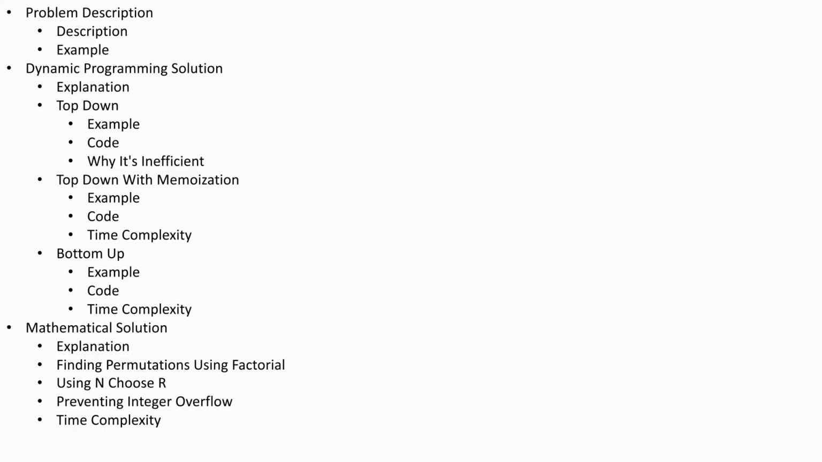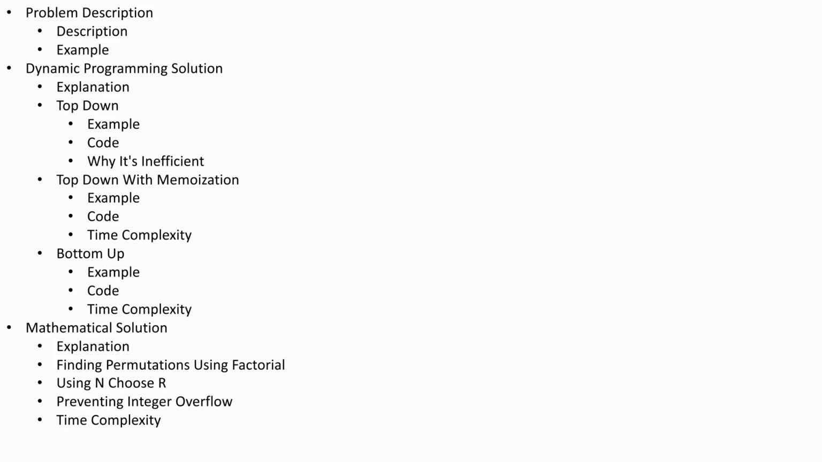The next solution I'm going to explain is the mathematical solution, in two ways: finding permutations using factorial and using n choose r. And then I'm going to show you the code and show you how to prevent integer overflow. And finally, I'm going to explain the time complexity.